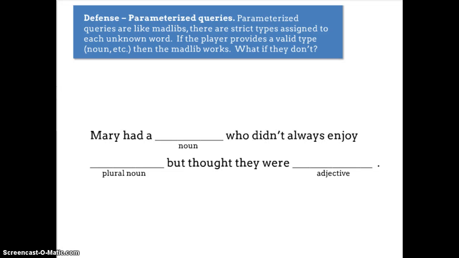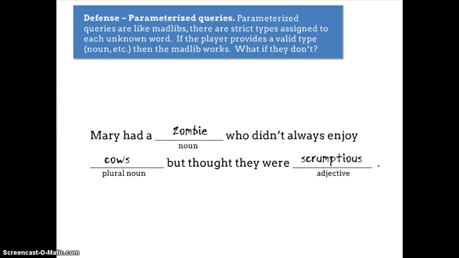Queries in your code. Parameterized queries are kind of like Mad Libs. They're kind of strict types assigned to each unknown word. So if the person that's playing the Mad Lib provides a valid type, like a noun or an adjective, then the Mad Lib works. So in this case, we provide zombie, cows, and scrumptious. Mary had a zombie who didn't always enjoy cows, but thought they were scrumptious.